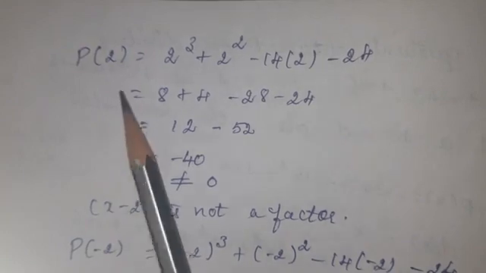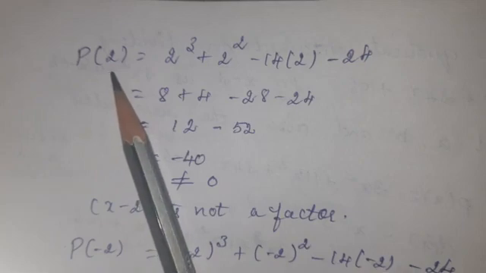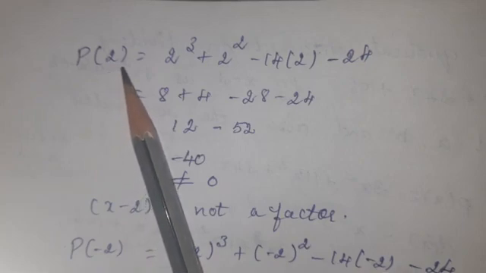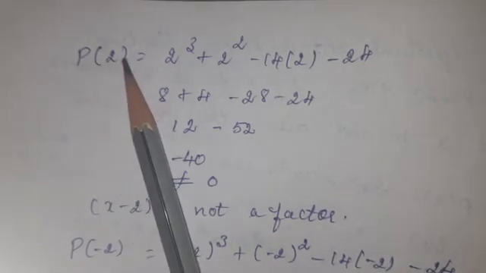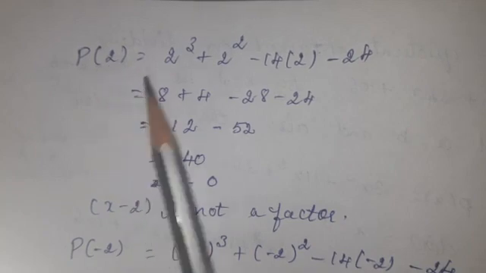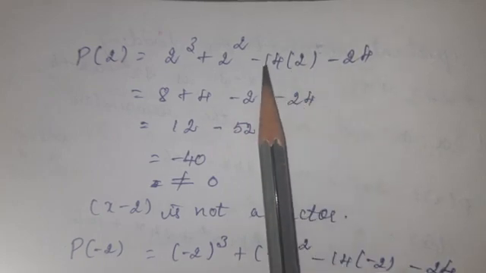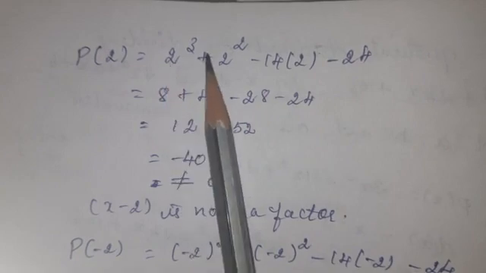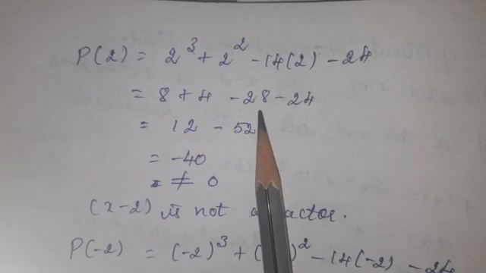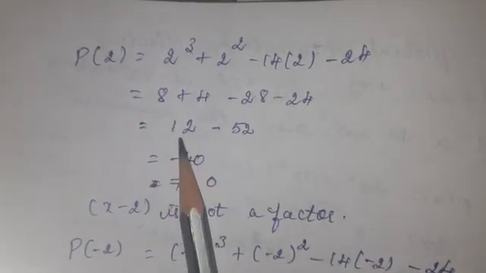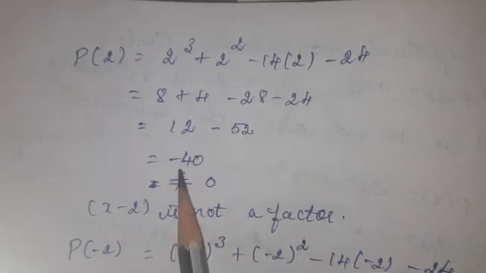Next step, I am substituting 2 in x place, because x minus 1 is not a factor and x plus 1 is also not a factor. So P of 2 is equal to 2 cube plus 2 square minus 14 into 2 minus 24. 2 cube is 8, plus 2 square is 4, minus 14 into 2 is minus 28, minus 24. 8 plus 4 is 12. Minus 28 minus 24 is minus 52. When you subtract, you will get minus 40.